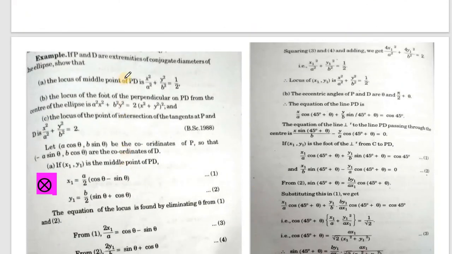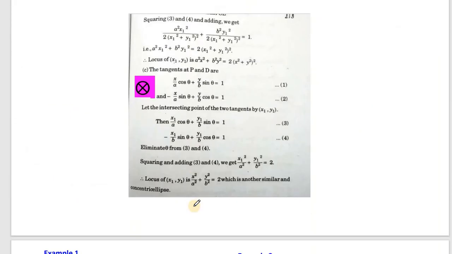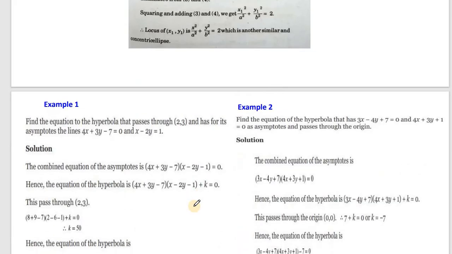So such an ellipse is called a concentric ellipse. If P and D are extremities of conjugate diameters of the ellipse, show that. So there are three subdivisions. At least one subdivision can be asked in the exam. So for the first one, P and D are extremities of conjugate diameters of an ellipse. So that is standard, so that is given to you. The first one, locus of the middle point of PD.